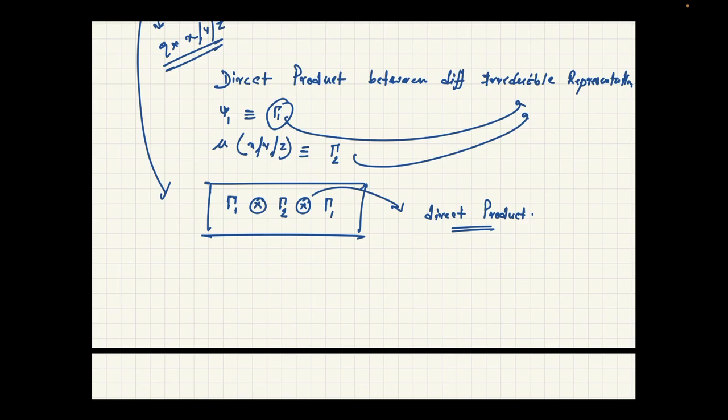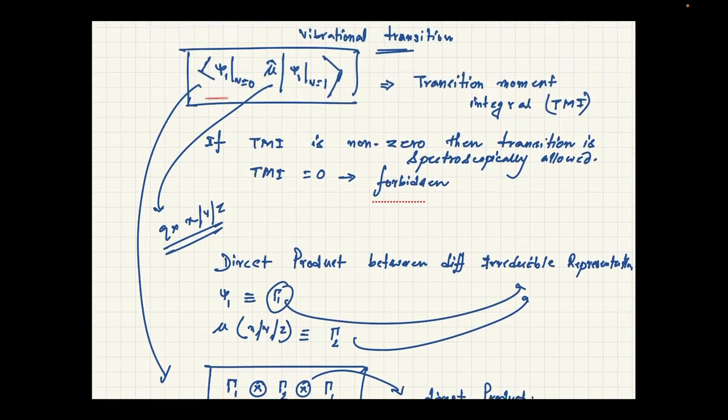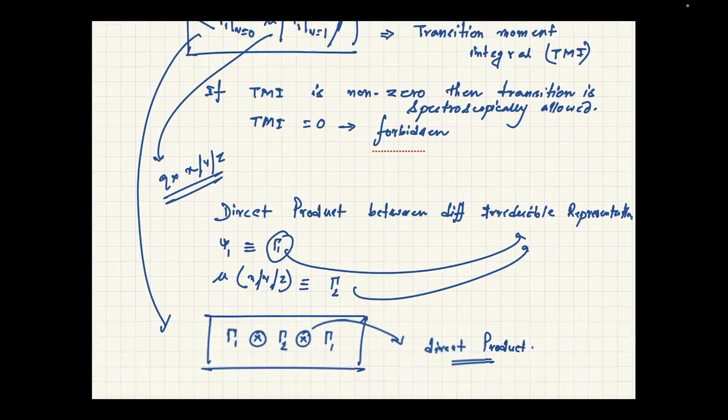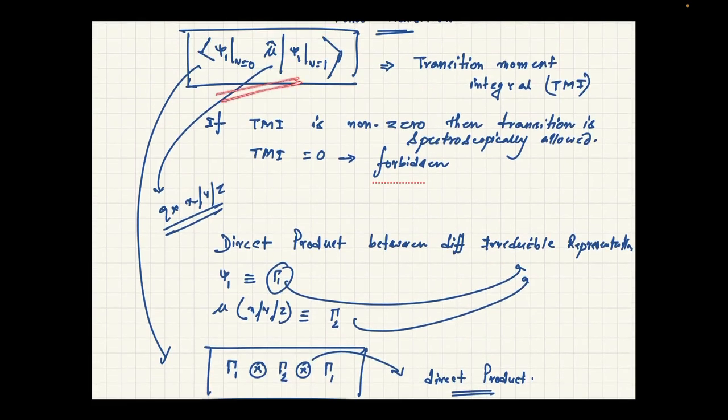Now if this direct product of all three irreducible representations contains terms having the totally symmetric representation, like A1 prime, like A1g, etc., then this TMI value, this integration value, will be non-zero and that particular transition will be spectroscopically allowed. And if it doesn't give any totally symmetric representation, then this integration value will be 0 and that particular transition will be spectroscopically forbidden.